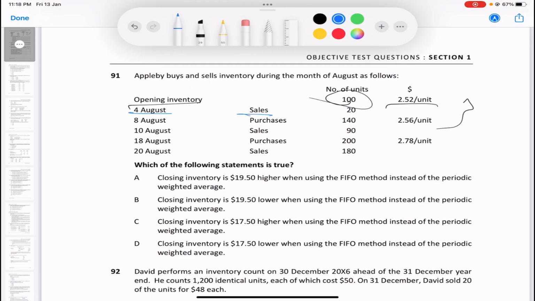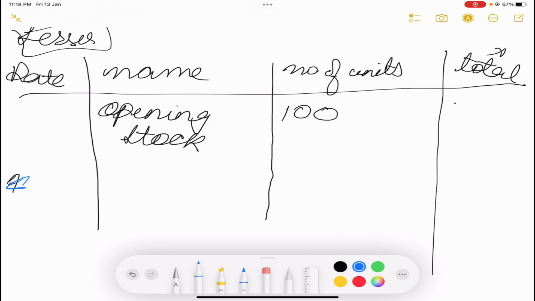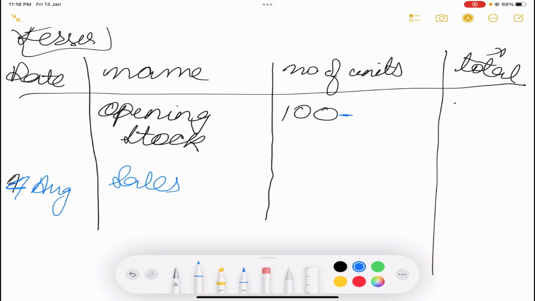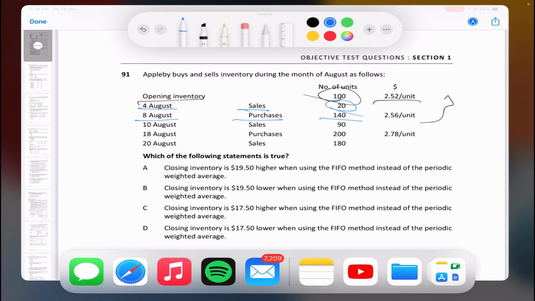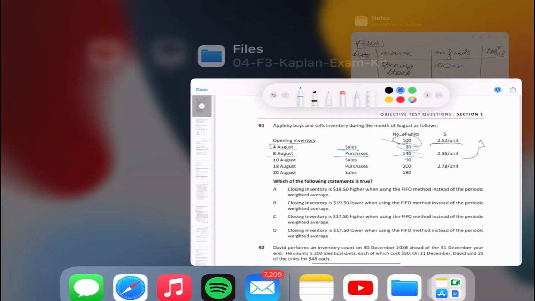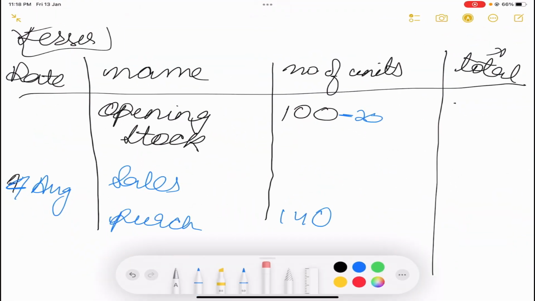On 4th August, sales took place of 20 units. Okay, let us write that. So we are going to minus 20 over here because the sales took place. After that, on 8th August, we purchased 140 more. Moving on, 10th August, sales of 90 again.